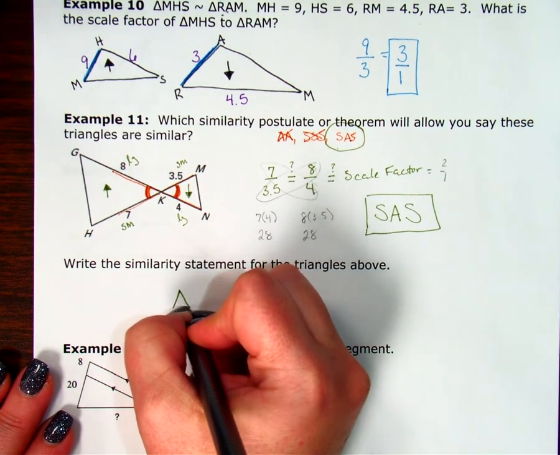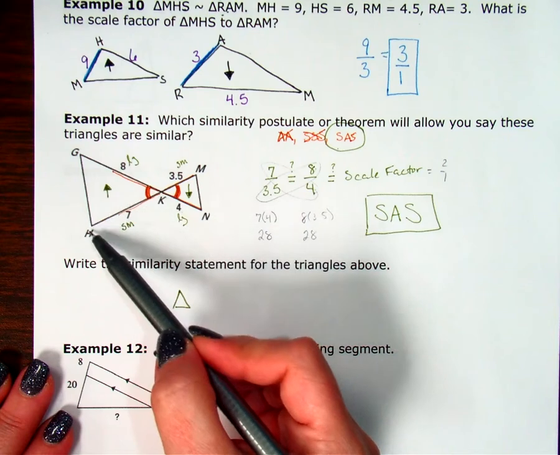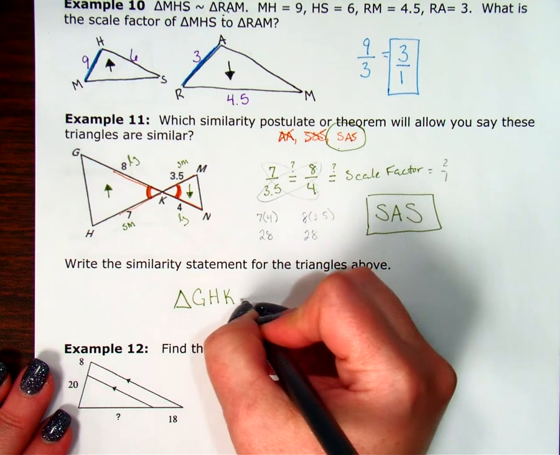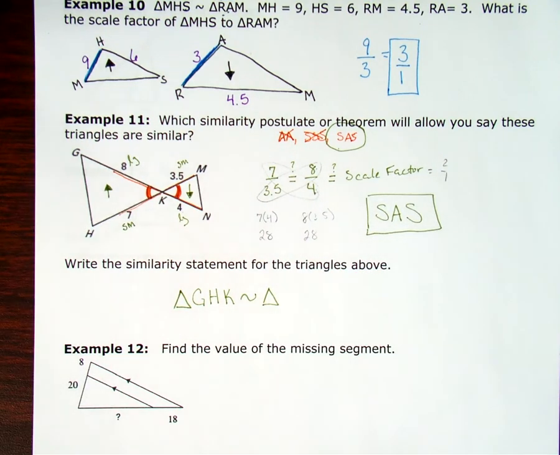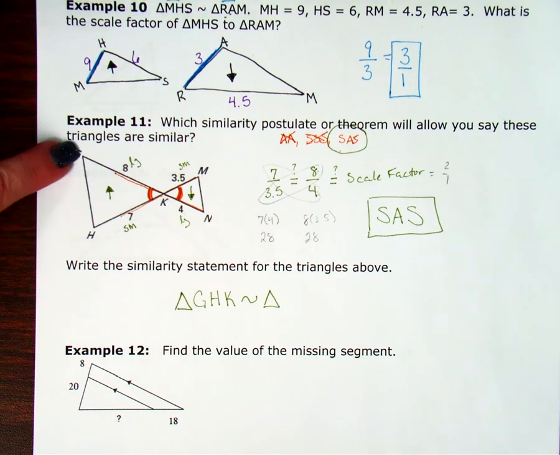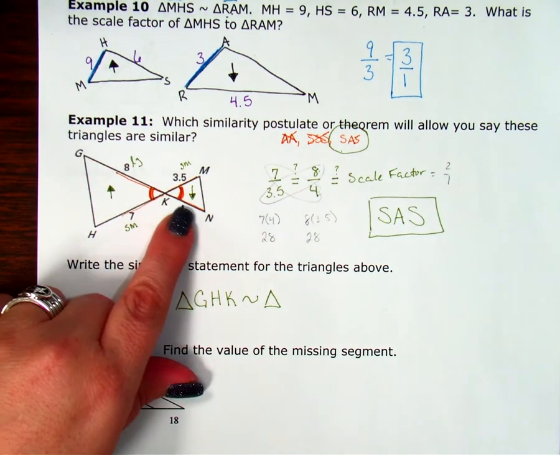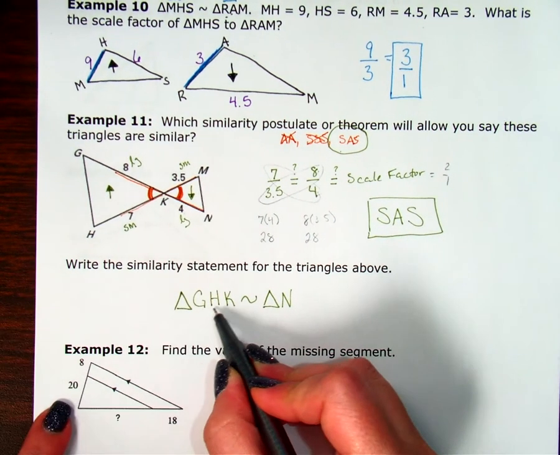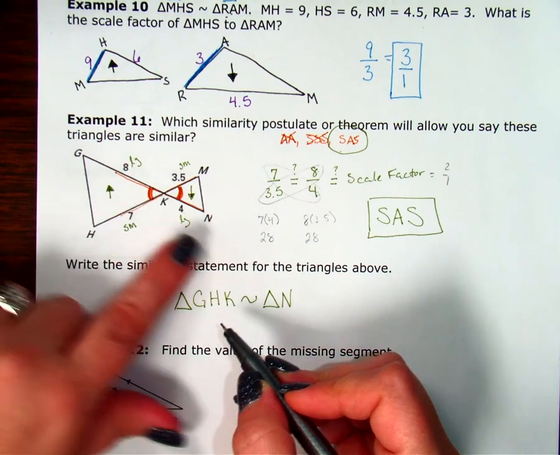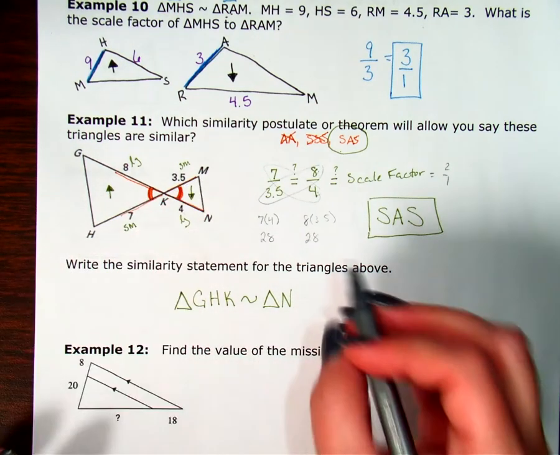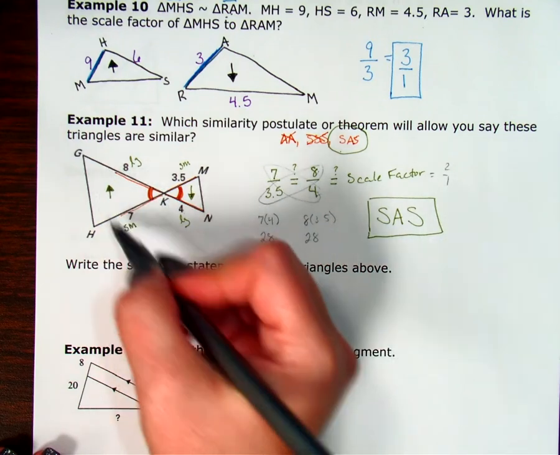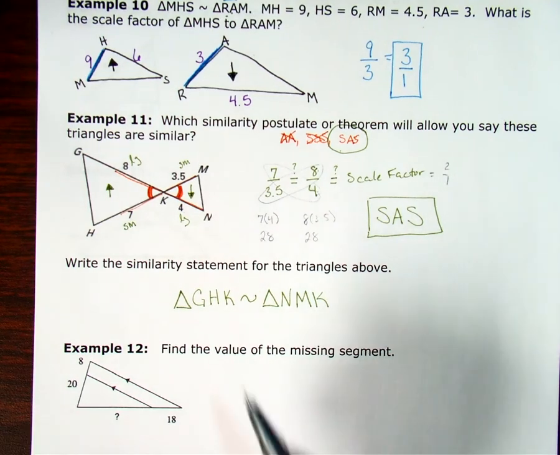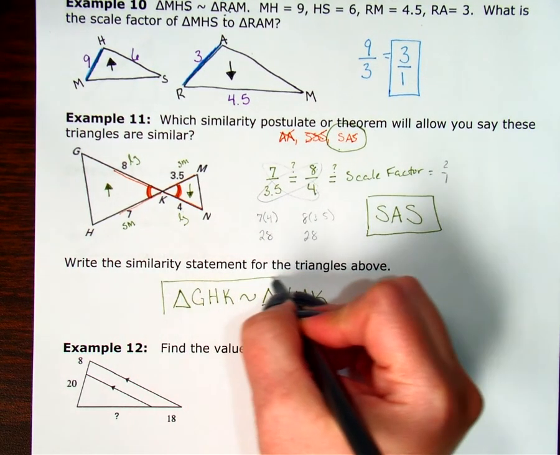So we're going to name our first triangle, and we can kind of pick it. I'm going to go with GHK. GHK is similar to, and then the order is important on the second one. If I started at G, that's at the end of the long side, then I need to start at the end of the long side. So I need to start at N. And then from G, I went down the side we don't know to H. So from N, I'm going to go up the side we didn't use to M. And then I ended up at K, my vertical angle. So I'm going to end up at K, my vertical angle. There is my similarity statement.